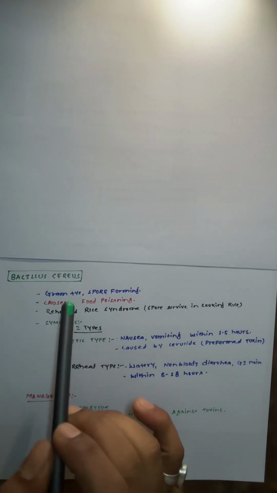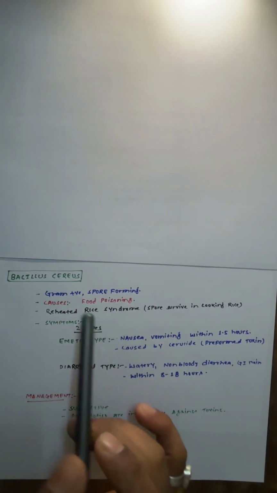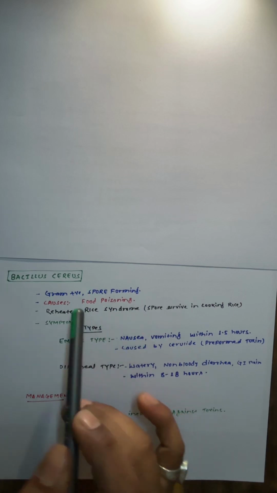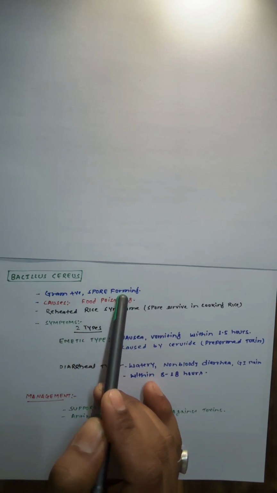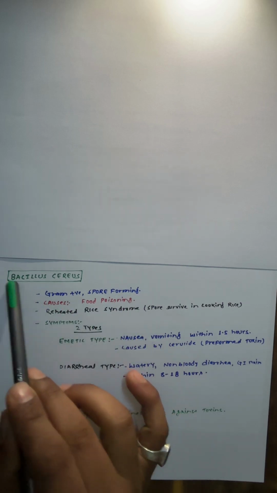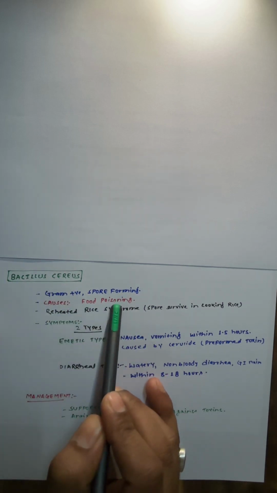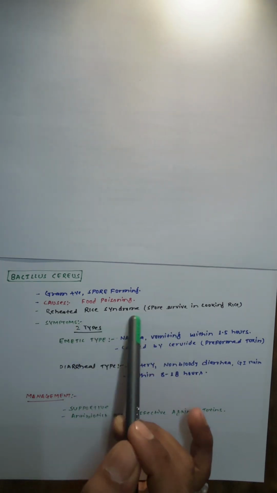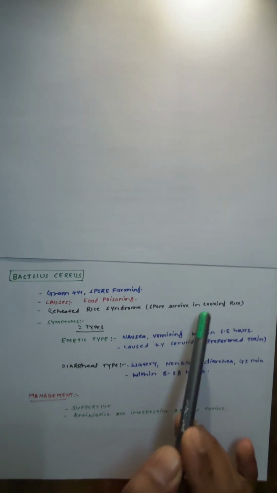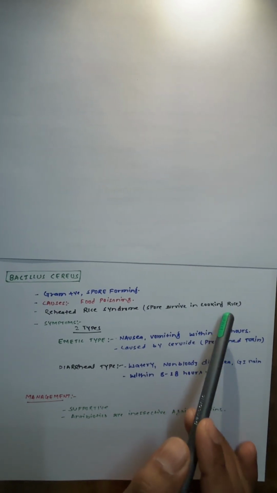So first we'll talk about Bacillus cereus. Talking about its lab feature, Bacillus cereus is a spore-forming gram-positive bacteria. Why is it important to know about Bacillus? Because it causes food poisoning. It is also known for reheated rice syndrome, because their spores survive in cooking rice.